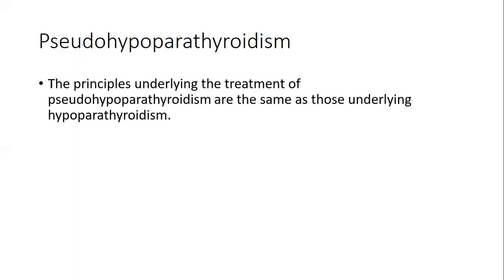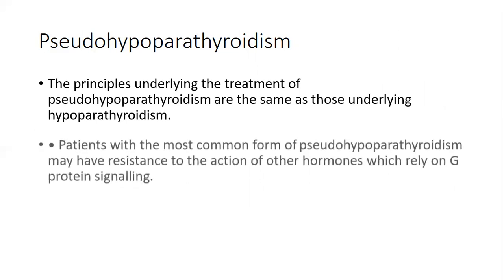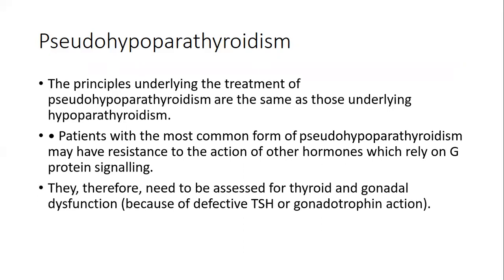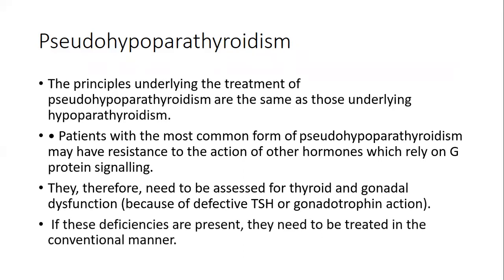Pseudohypoparathyroidism. The principles underlying the treatment of pseudohypoparathyroidism are the same as those underlying hypoparathyroidism. Patients with the most common form of pseudohypoparathyroidism may have resistance to the action of other hormones which rely on G protein signaling. They therefore need to be assessed for thyroid and gonadal dysfunction because of the defective TSH-R and gonadotropin action. If these deficiencies are present, they need to be treated in the conventional manner.